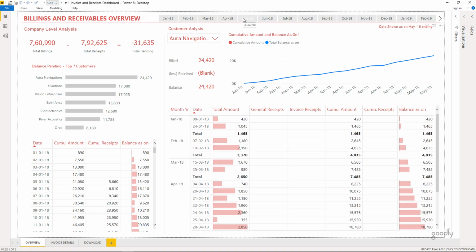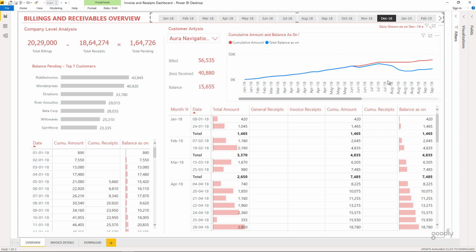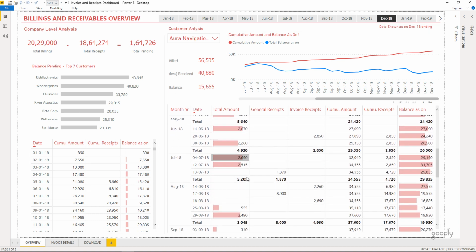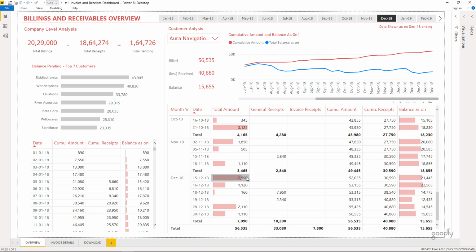And you can also change the month. Now, if I just select December 2018, it's going to show the entire year's trends. And Aura Navigation actually started to pay up, so the balance has come down drastically. Remember that this dashboard is an as-on date dashboard. That means when I select December 2018, all the visuals, the charts are going to update and show me the data up till that particular day.